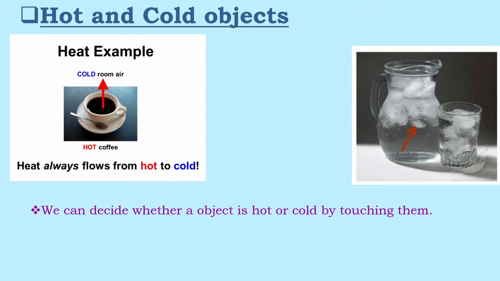So I said this is a hot cup of tea. How do you know that this is hot? And I say that this particular beaker contains ice cold water, so I say this is cold. How do we know that?